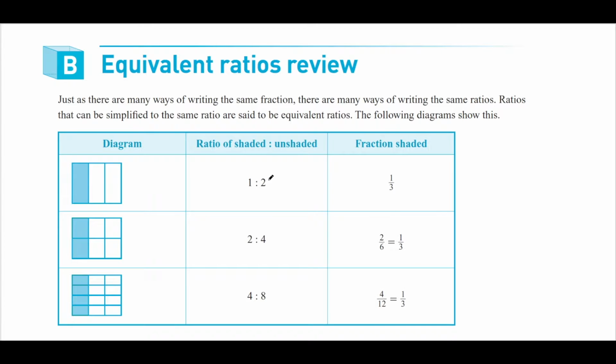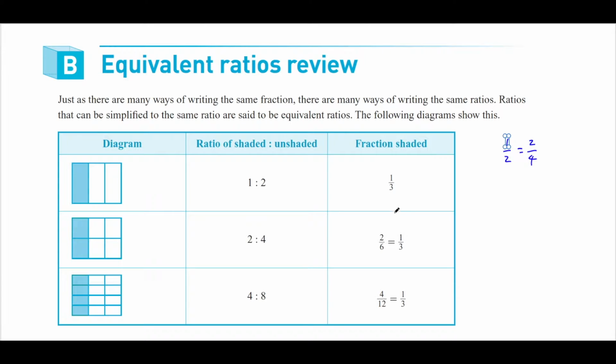So you can just times both sides by 2 and you get 2 to 4. This is kind of similar to how 1 out of 2, 1 over 2, is equal to 2 over 4, right? So you can apply the same concept to ratios. Here you can just multiply both sides by 4. 1 times 4 gives you 4, 2 times 4 gives you 8. So 1 to 2 is also equal to 4 to 8.